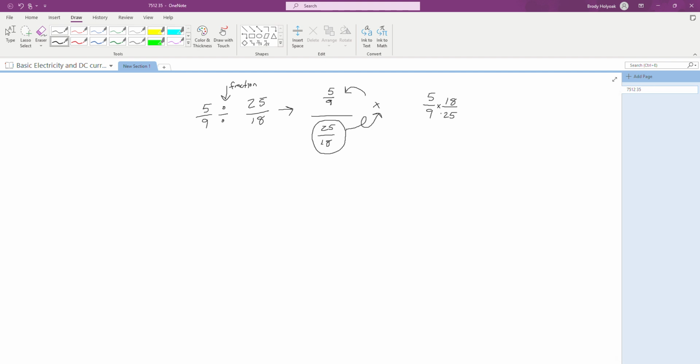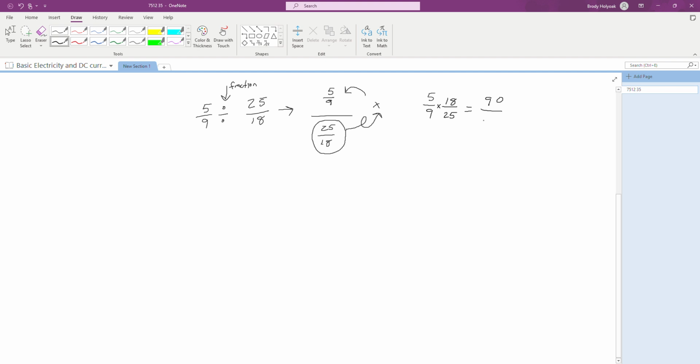And then it's just simply a multiplication problem, which is really easy to do once we get it back into its standard form. So as we go through, we're going to multiply these values. And right now, we're not necessarily going to simplify them. We're just going to let them go as they are. So we take 5 times 18, and that's going to give us a grand total of 90. And then my denominator is 9 times 25, which gives me the answer of 225.